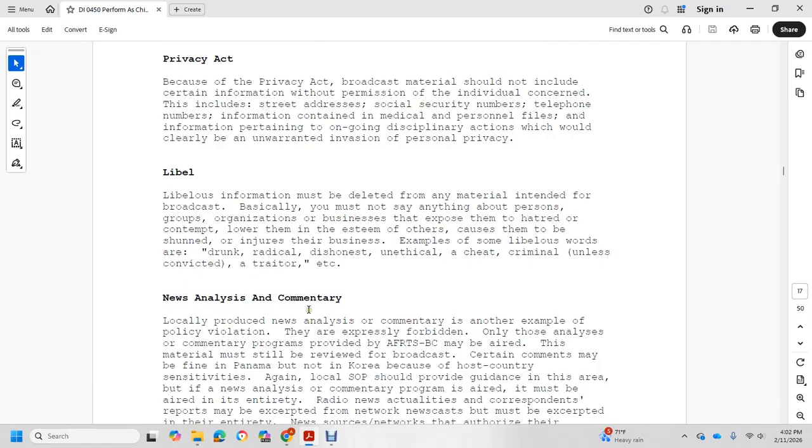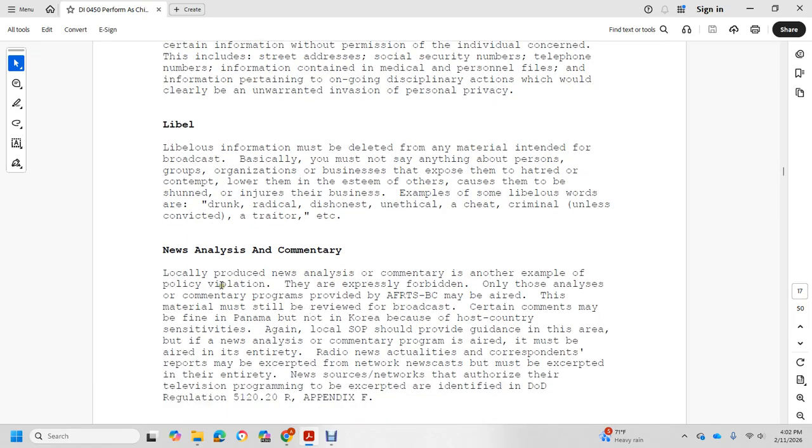News analysis commentary. Locally produced news analysis commentary is another example of a policy violation. It is expressly forbidden; only news analysis and commentary programs provided by the Armed Forces Radio and Television Service, AFRTS-BC, may be aired. This material must still be reviewed by the broadcaster. Certain comments may be acceptable in Panama but not in Korea because of host country sensitivity.